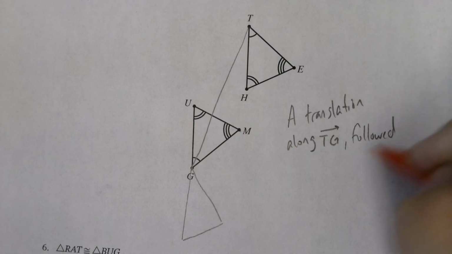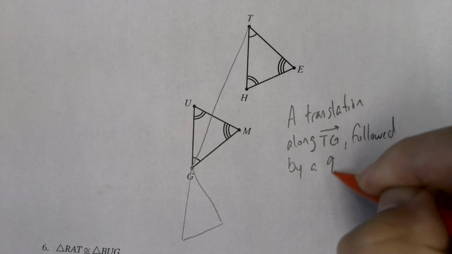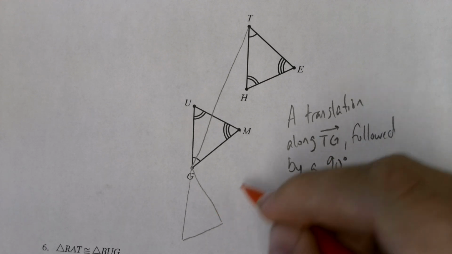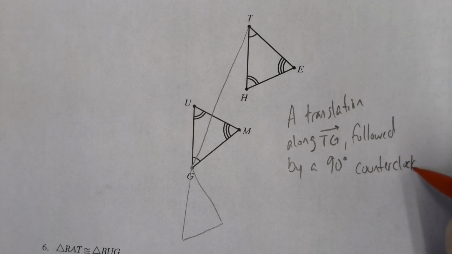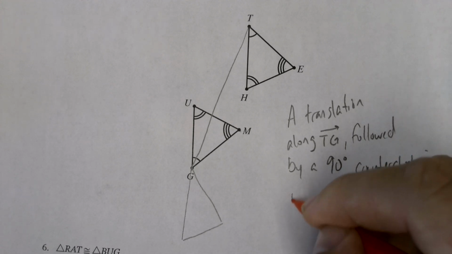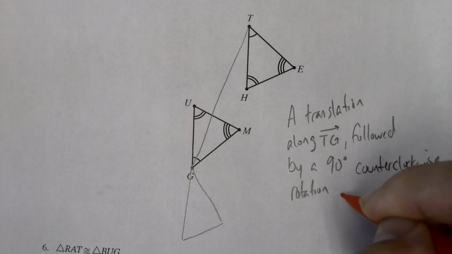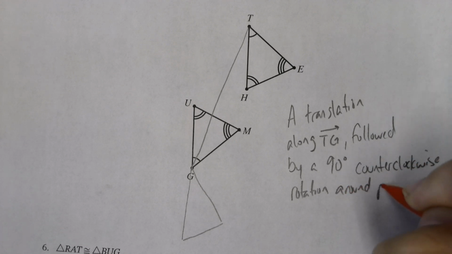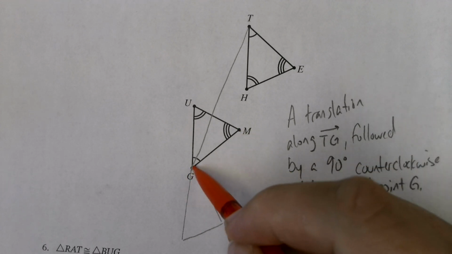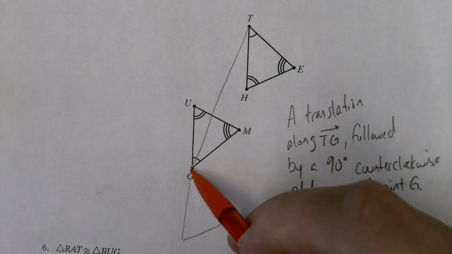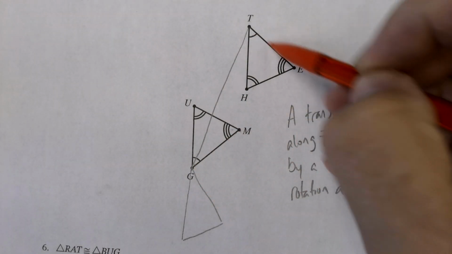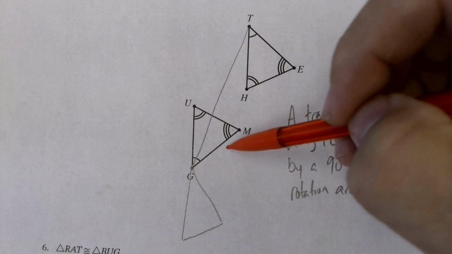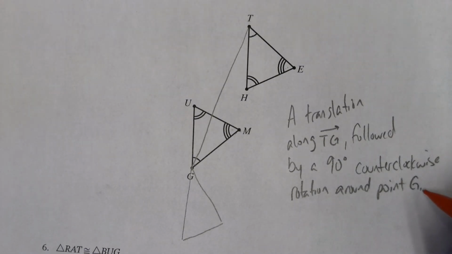Followed by a 90-degree, since we're going backwards, we would say counterclockwise rotation around point G. That would have these lines here. Well, that would match up these two angles to these two angles. But we still have to match it up because they're just side by side.